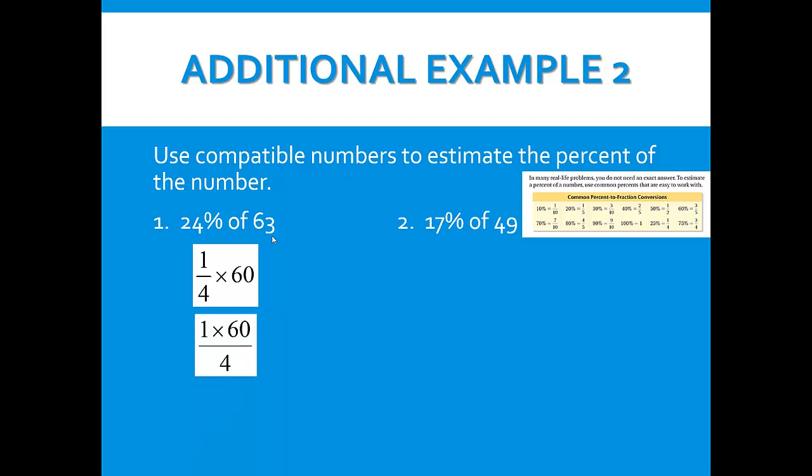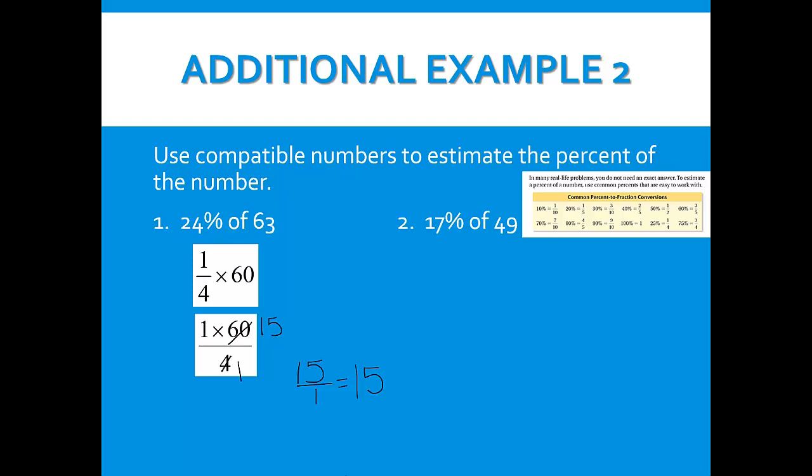That would mean that we would be doing 1 times 60 over 4. We can simplify 4 and 60 by dividing by 4. 4 divided by 4 is 1, and 60 divided by 4 is 15. 1 times 15 would be 15, and that would be over 1, and 15 divided by 1 is 15. So 24% of 63 is about 15.